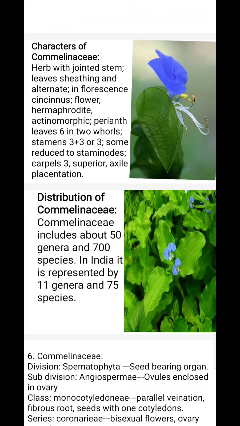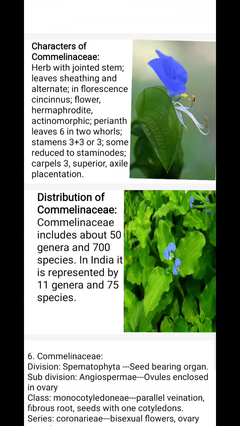Then there is axile placentation. These ovules are present at the axis, or they are attached to the axis. So these are the general characters of Commelinaceae. In the previous videos I talked about Capparidaceae, Umbelliferae, Rubiaceae, Solanaceae. These are the families of dicots, and this is the family of monocots.